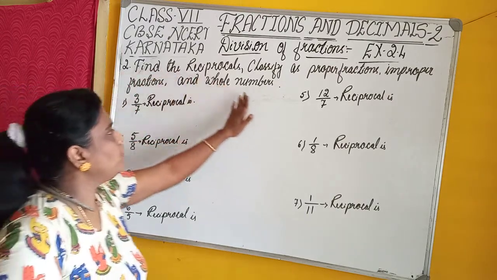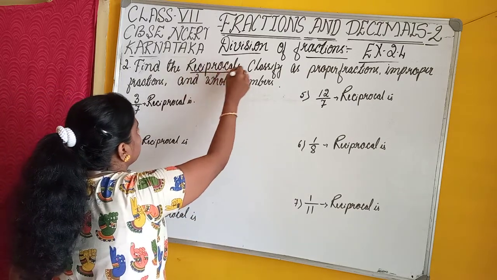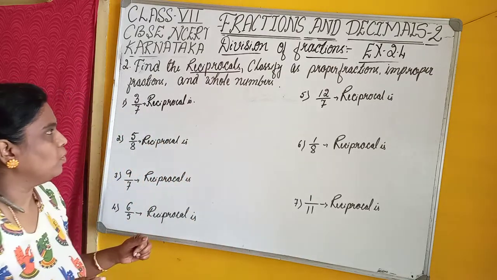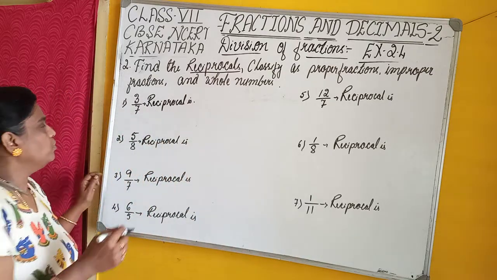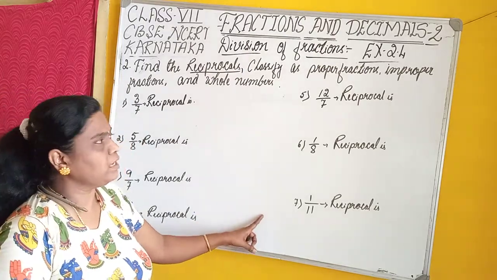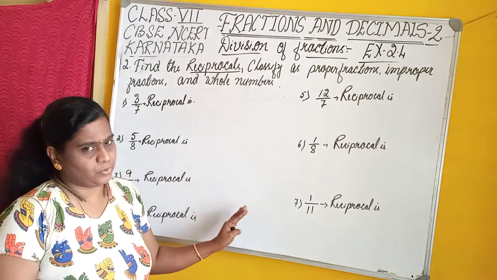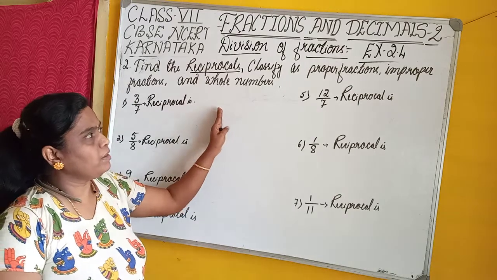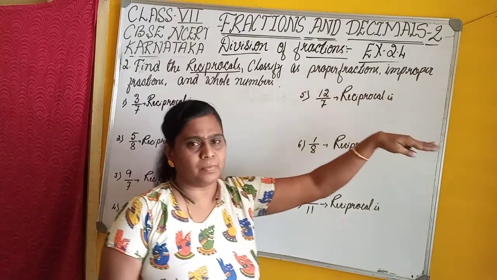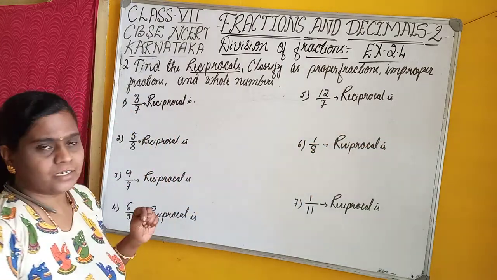Find the reciprocals and classify as proper fractions, improper fractions, and whole numbers. First, what we have to do? Some fractions are given. For those fractions, we have to find the reciprocals. After finding the reciprocals, we have to mention whether the reciprocals are proper fractions, improper fractions, or whole numbers. Okay, let us begin.